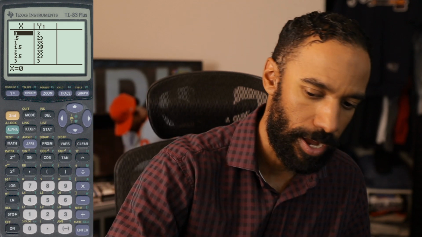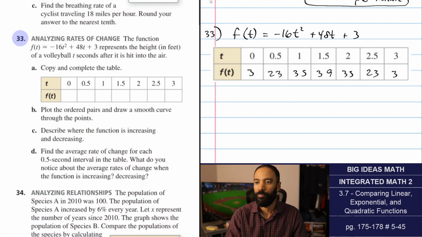So I'm going to start from 0. I'm going to increase by 0.5 if you saw what the table was. And I'm going to write down some of these numbers from 0 to 3. We're going to get 3. Are these exact? These must be exact here. Yeah, these are exacts. No rounding. 3, that's good. 23, 35, 39, 35. Oh, yeah, it's a quadratic. 23 and 3. It's very quadratic, if you know what I'm saying. So there's the table there.